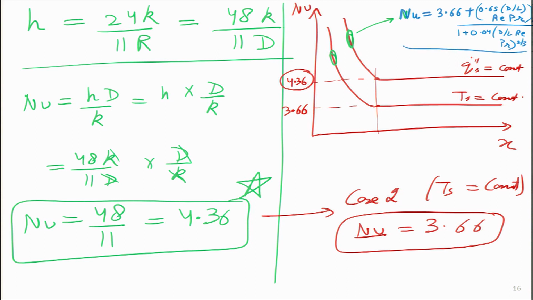So, do not worry, you do not have to memorize this long part. You just have to figure out that at the very entrance region over here and here, their Nusselt value is not just 4 or 3, it is much higher.